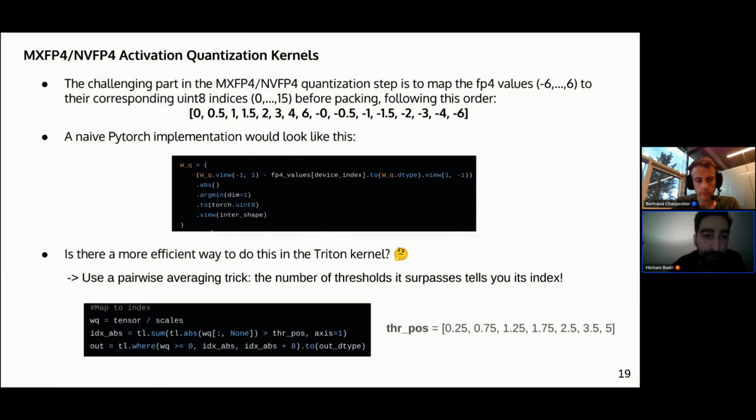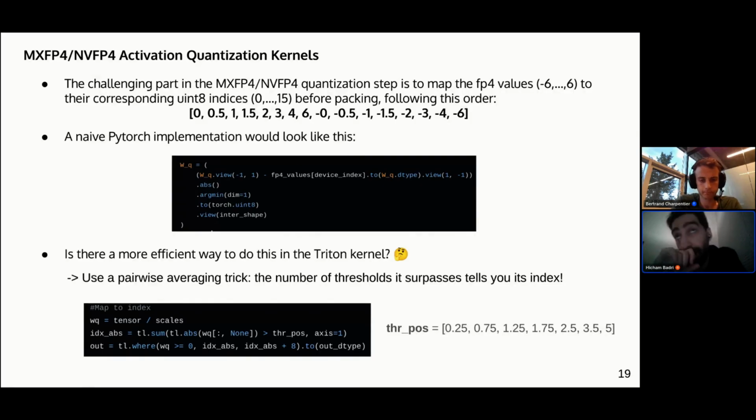So here, the first part is 0, 0.5, 1, 1.5, and so on, up to 6. That's the first 8 values. And the second 8 values are exactly the same as the first 8, but negative, right? So basically you can just do it with the absolute value, right? And then once you get the indices, if it's negative, you just add 8. So this is a really efficient way to do the lookup table.